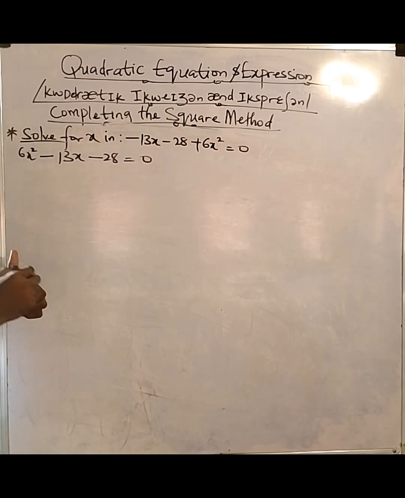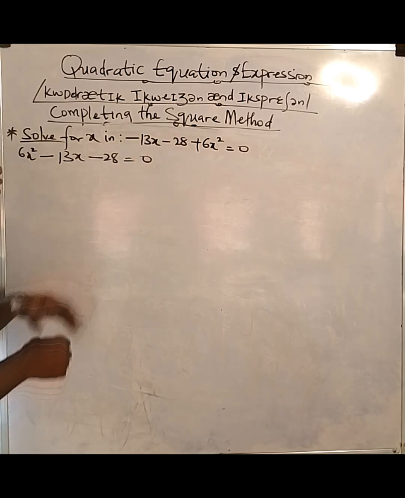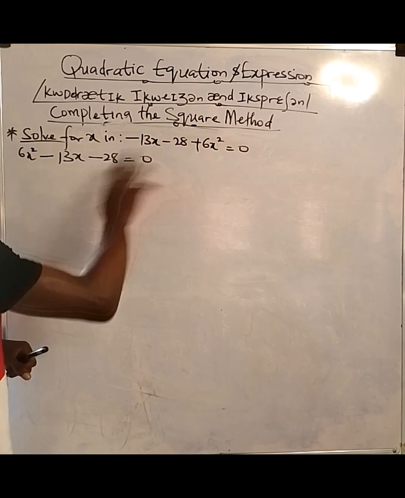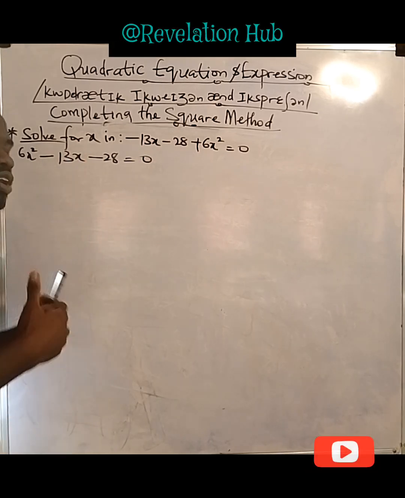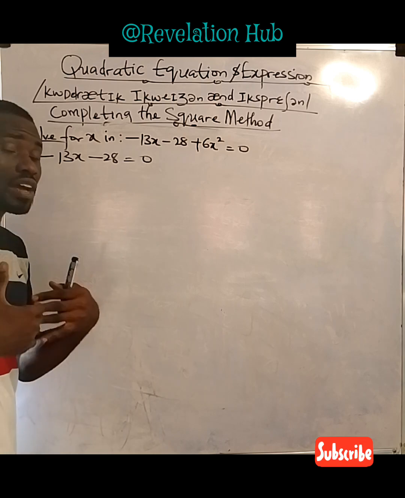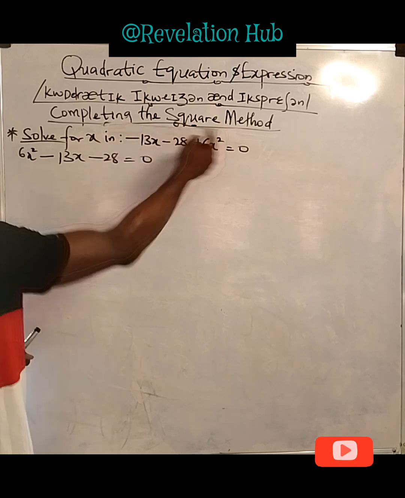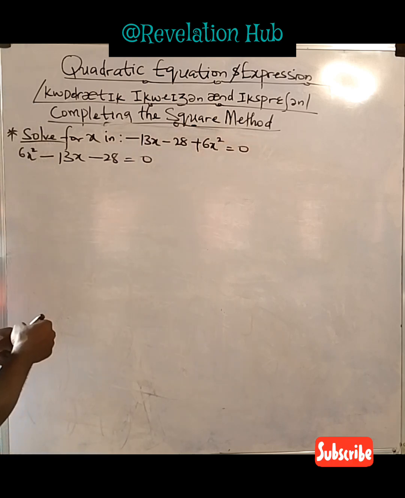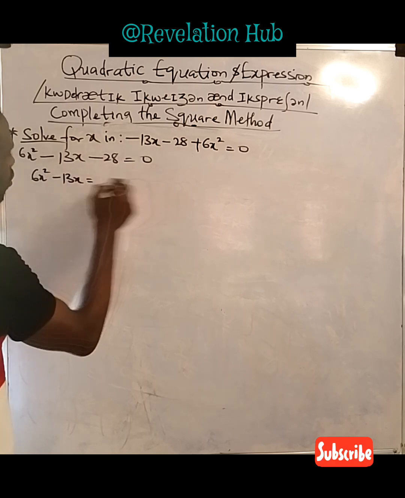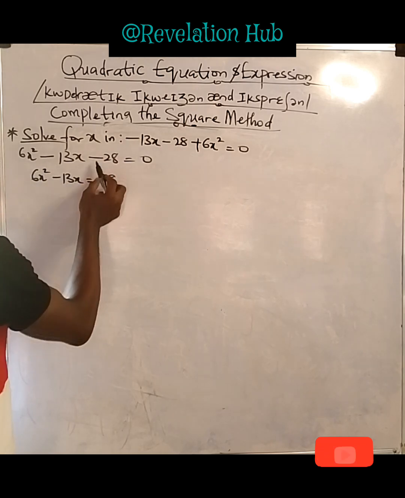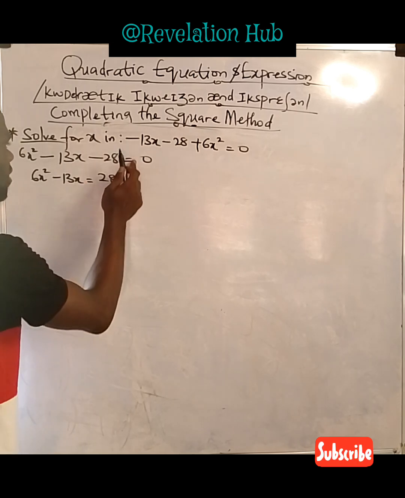Rather well set out. Then the next thing we're going to do is send the constant to the other side. When we send the constant to the other side, it lets us convert this into a kind of mini quadratic equation with identical roots, which really fits the method we are using, the completing the square method. So we send this over to the other side: 6x squared minus 13x, and the constant goes to the other side and becomes plus 28. When a number crosses the equality sign to the other side, it changes sign.